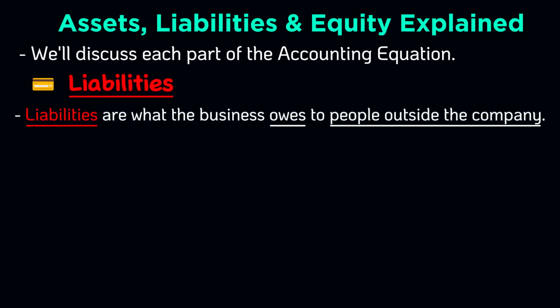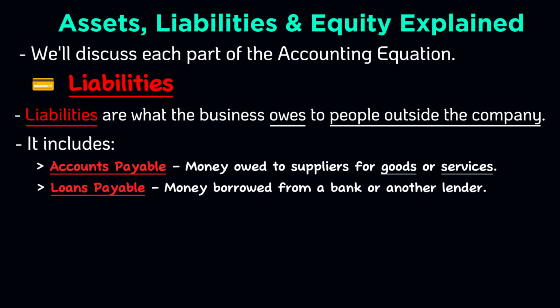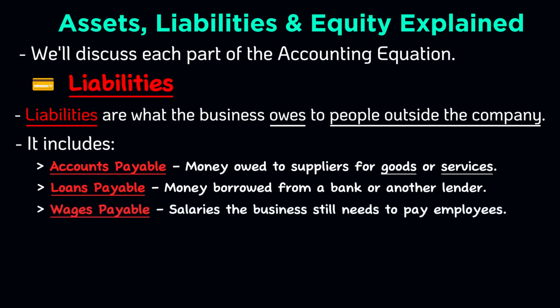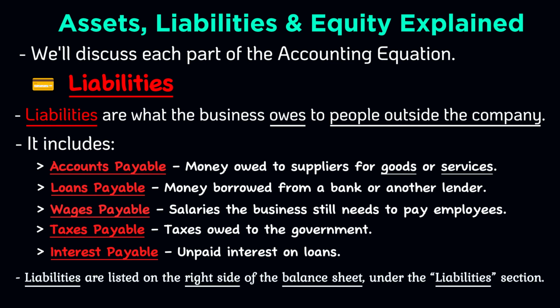Liabilities are what the business owes to people outside the company. Liabilities can include accounts payable, which is money owed to suppliers for goods or services, loans payable, which is money borrowed from a bank or other lender, wages payable, salaries the business still needs to pay employees, taxes payable, interest payable. These are the company's responsibilities, things it must pay back. Liabilities are listed on the right side of the balance sheet under the liabilities section.